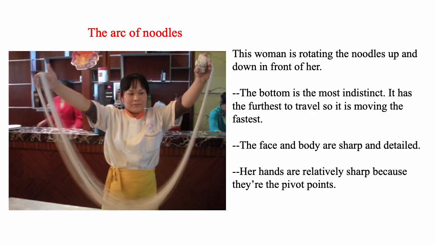This woman is rotating the noodles up and down in front of her. The bottom of the noodles are the most indistinct because they have the furthest to travel, so they're moving the fastest. Her face and body are relatively sharp in details, providing the anchor. Her hands are also relatively sharp because they're the pivot points.